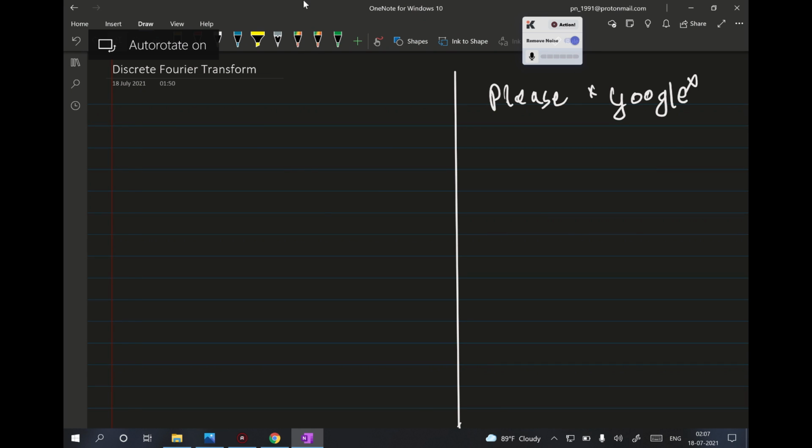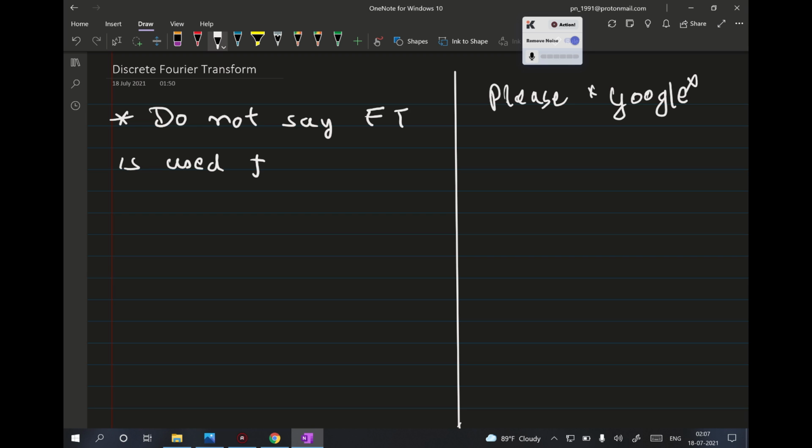Before we start, I have an important statement to make. Do not say that the Fourier transform, be it FFT, DFT, or anything, is used for time to frequency conversion. Please, no. This is very wrong, do not say something like this, especially in front of any professor, at least.